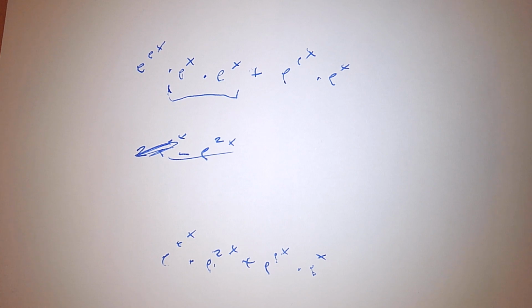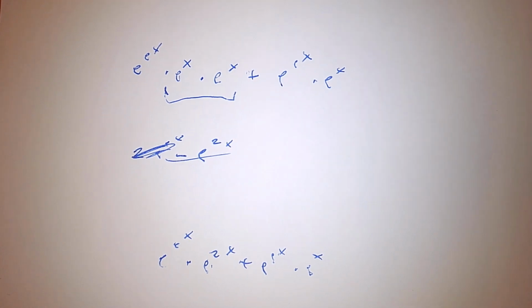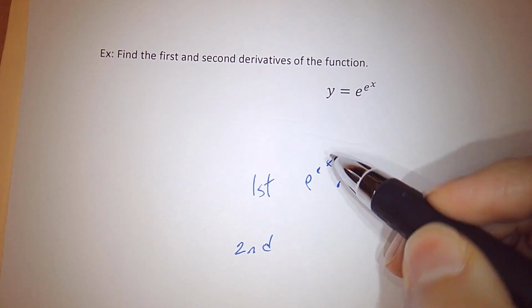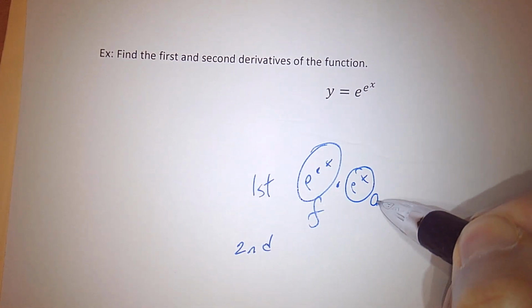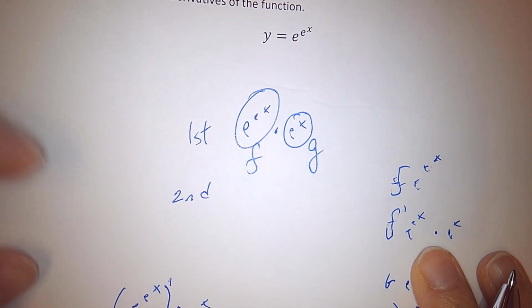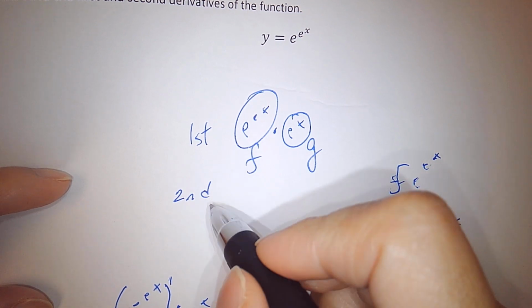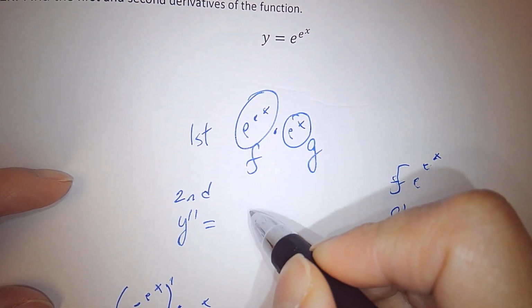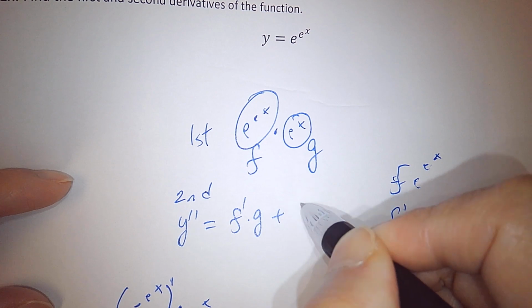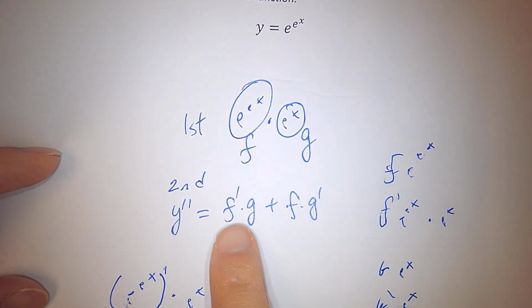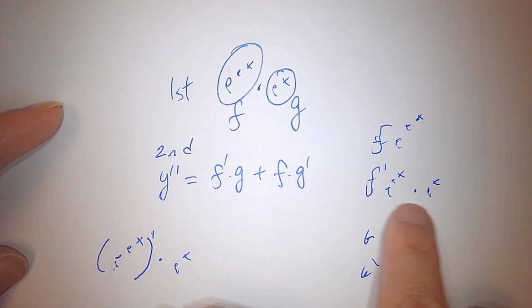This is a correct answer, guys. Okay? Grant, you did a good job. I'm going to explain to you very quickly, okay? We're not done yet. Second derivative should equal what? F prime times G plus F times G prime, right? What is F prime? Here.